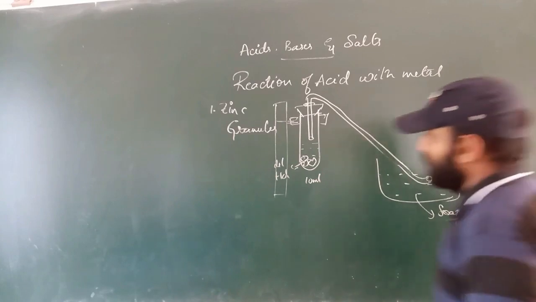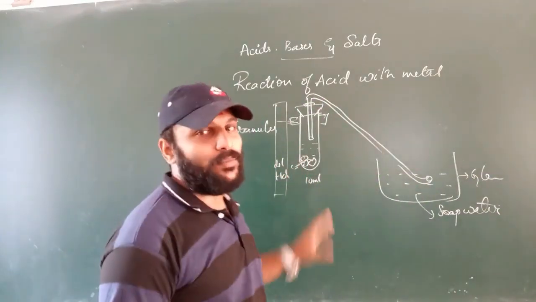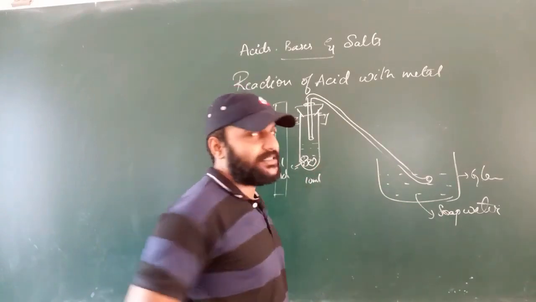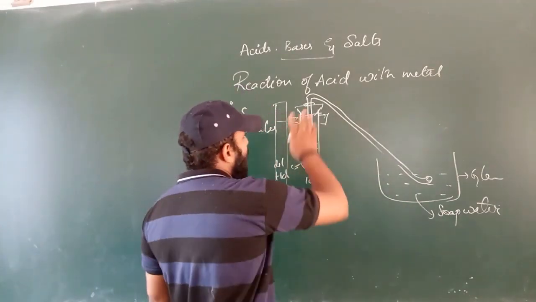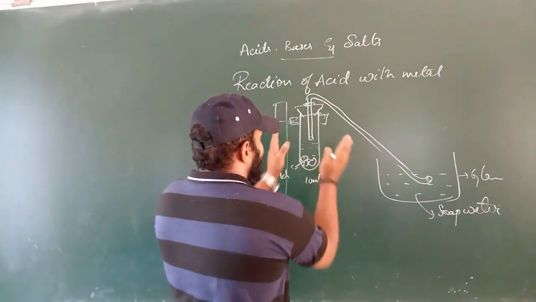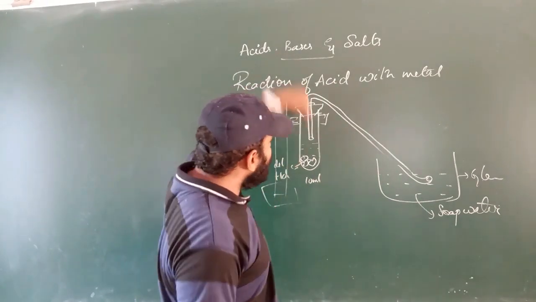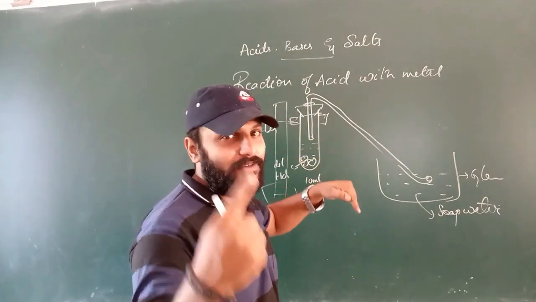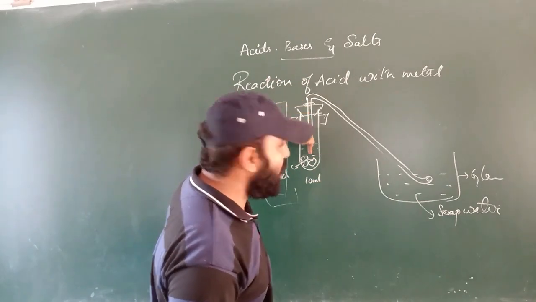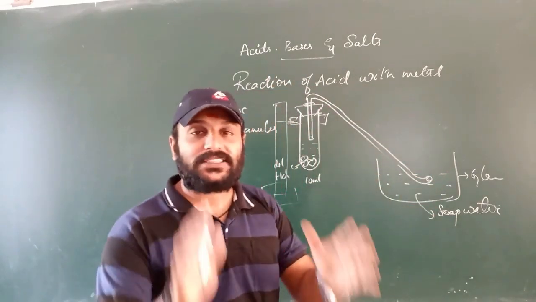Understood up to here? So what have I done? I have taken one test tube and filled it with 10 ml of dilute HCl. Into that I have added a small piece of zinc granule, closed the test tube with a single hole rubber cork, and clamped it to a retort stand. Through the hole I have passed one end of the delivery tube into the test tube. The other end of the delivery tube I have placed into the glass trough which contains soap water.